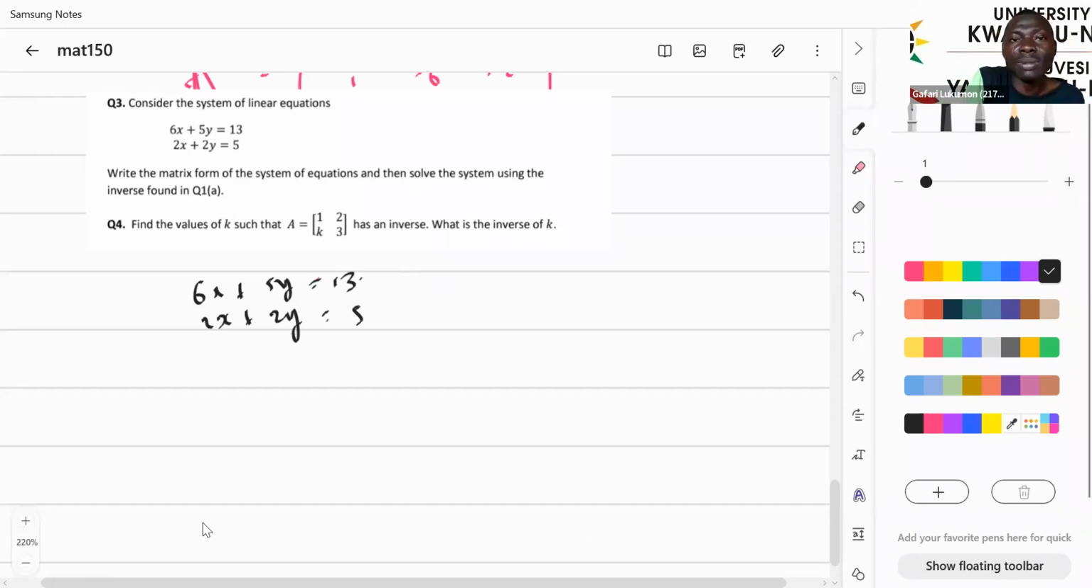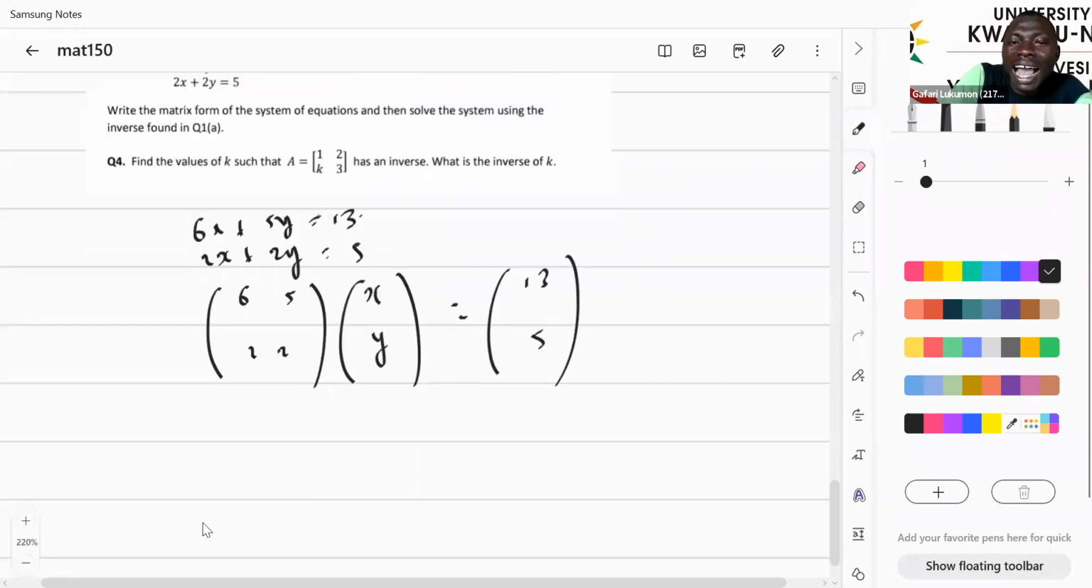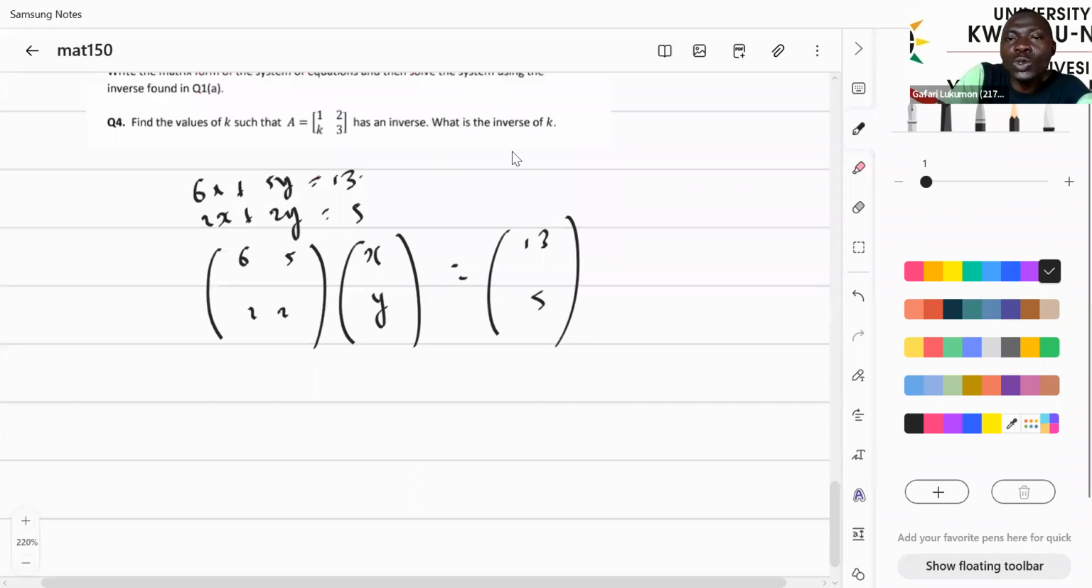First of all, write it as a system. You know, this guy as a system will be what? Anybody? That will give me 6, 5, 2, 2, times x, y, equals 13, 5. You understand now? So then we are now to write it as what? We were asked to use the inverse found in the first question, the one we've done the other time.